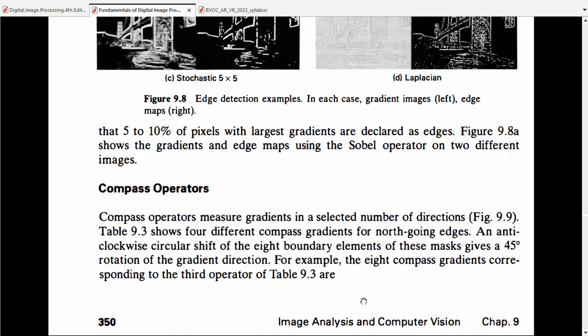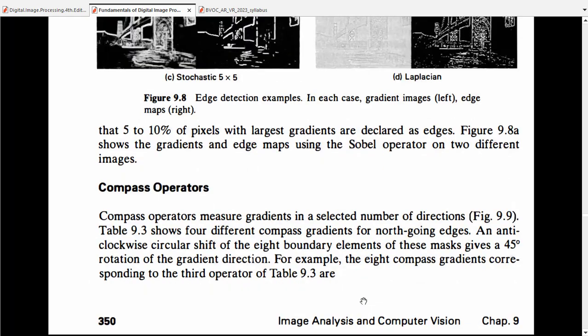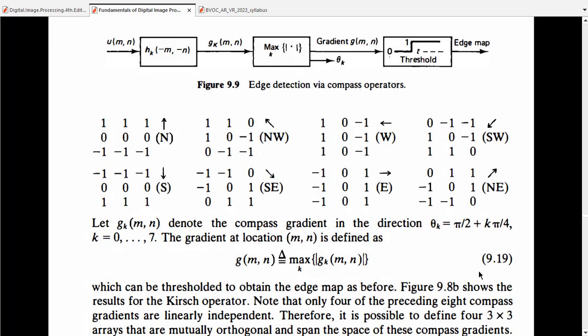So now we will move to the compass operator. Compass operators are based on measuring gradient in a particular direction. It's not only for edges. It belongs to the compass with north, south, east and west. It depends upon the angle: 0 degrees, 45 degrees, 90 degrees, 120 degrees and 180 degrees, and so on, 0 to 360 degrees. In this compass operator we have north, northwest, west, southwest, south, southeast, east, northeast. Those are the eight directions to apply with the compass operator.